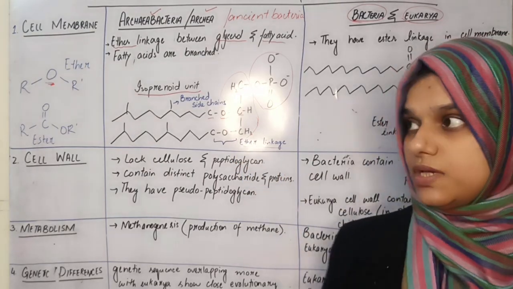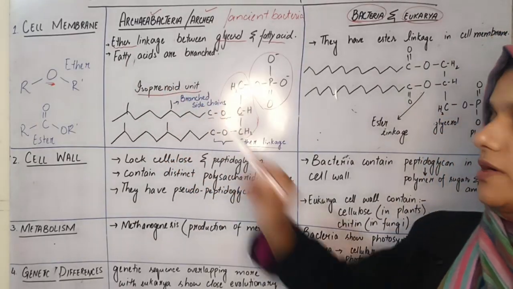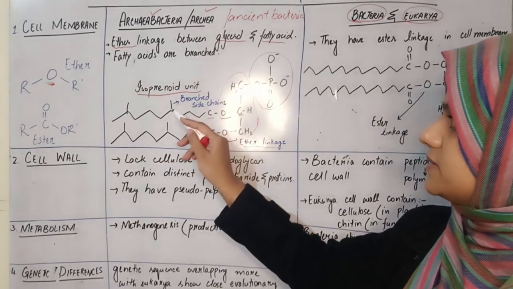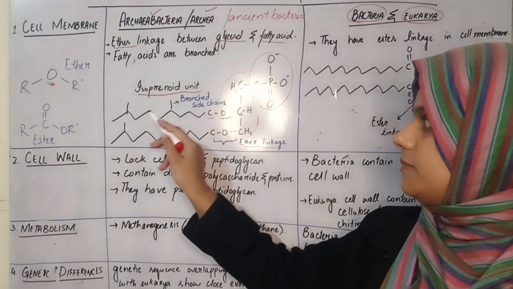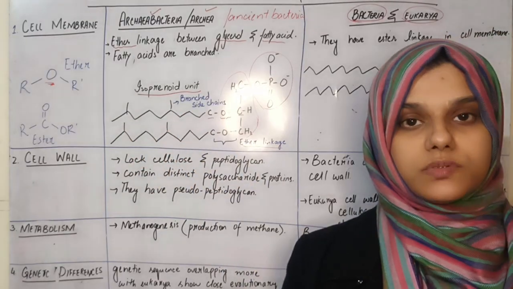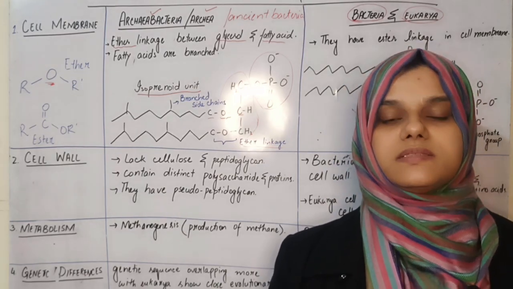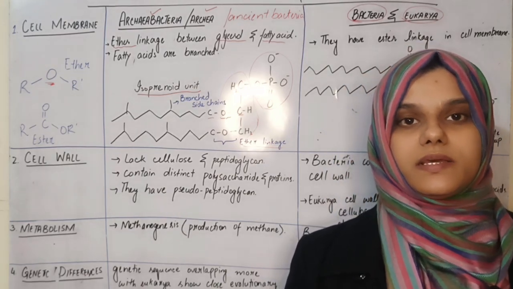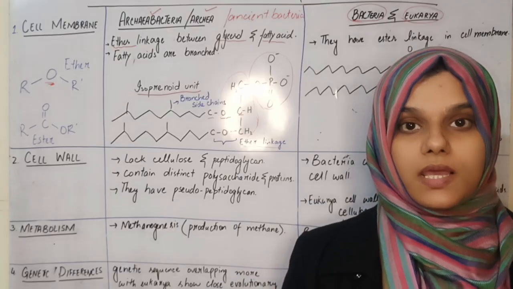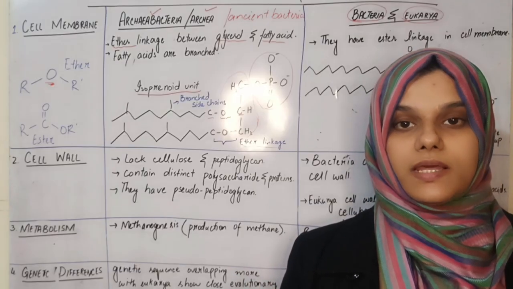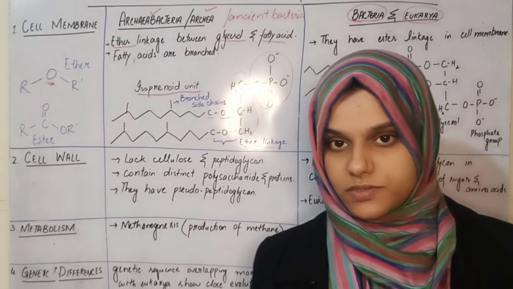The second important thing is that the fatty acids are branched. That is, they have side chains available. So they are not in a straight chain; they are branched. So isoprenoid units are branched. So the two features we can see in the cell membrane of Archaea are that the fatty acid and the glycerol are bound through ether linkage, through an oxygen linkage, and that the isoprenoid units are branched. So fatty acids are branched.